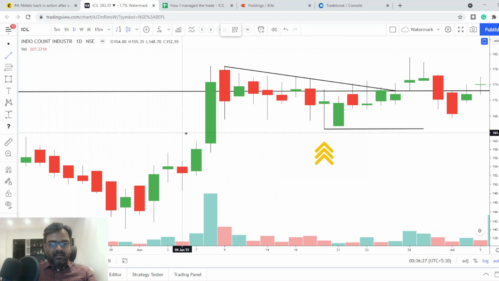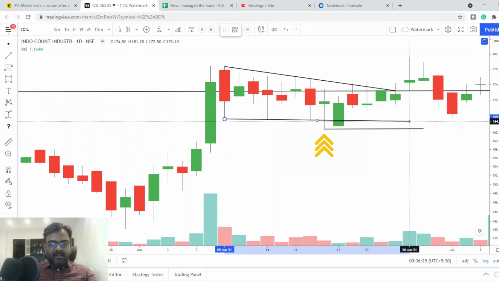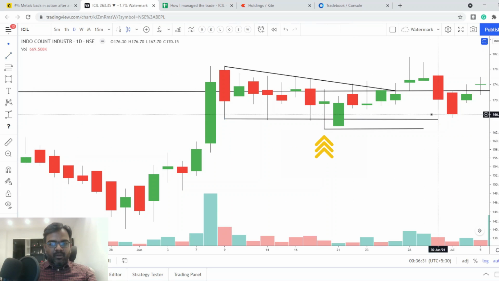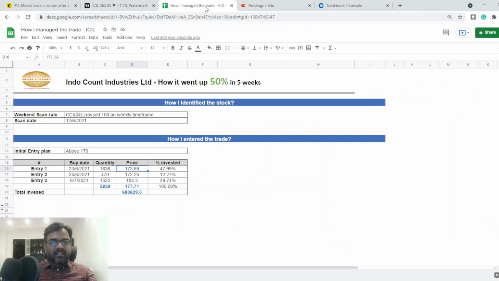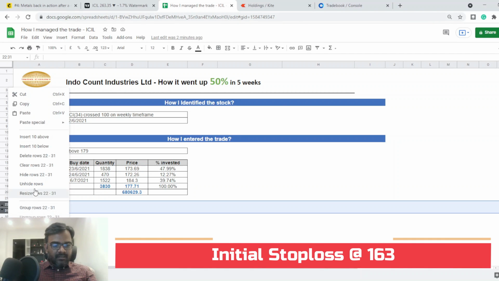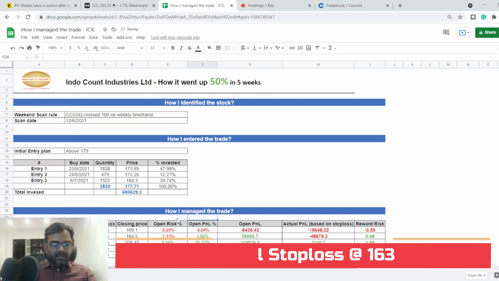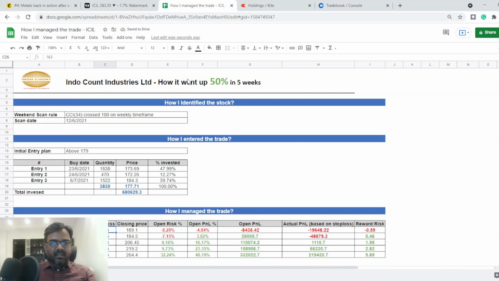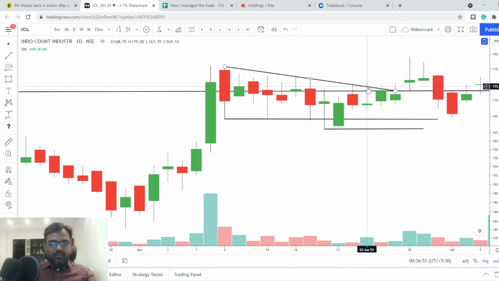Also, if you see here, after this down day, multiple times we tried to go below 165, but then it didn't close below 165. So I thought probably that's a low point for the stock, and I'm going to keep my stop at 163 and I'm going to take this trade. So I kept my stop at 163. Right, I'm just going to unhide this so that you see how I managed it. So I kept my initial stop loss at 163 and then I planned the trade.